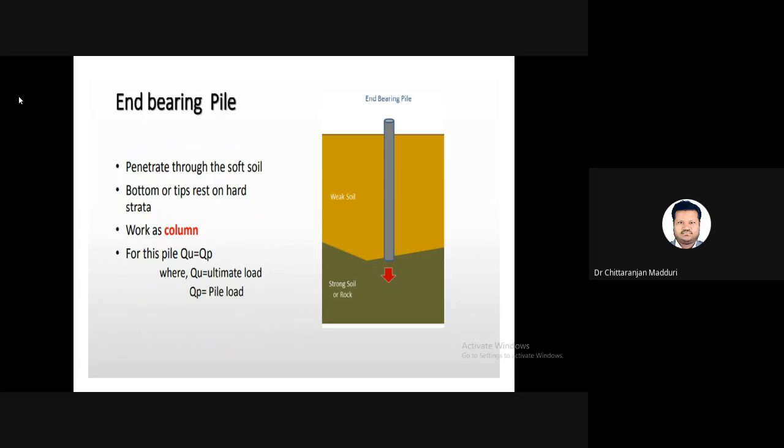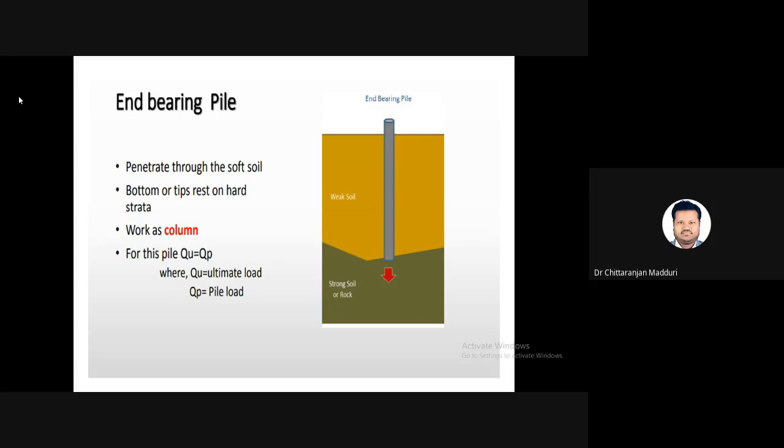So the first one is end-bearing pile. End-bearing pile means the pile which transfers the load through its bottom only, not skin friction, not friction between the soil and pile. It transfers the load only by its bottom tip resistance, also called tip resistance. So the pile transfers the load through its bottom only in the case of soft soils.